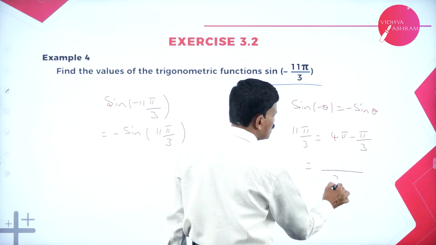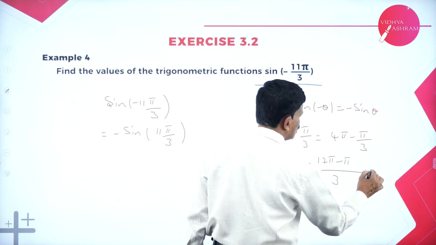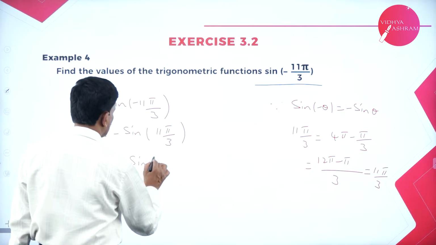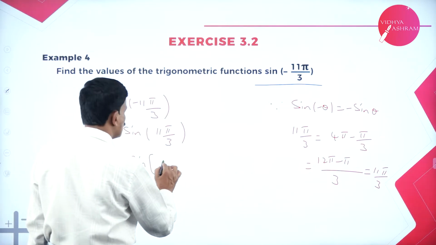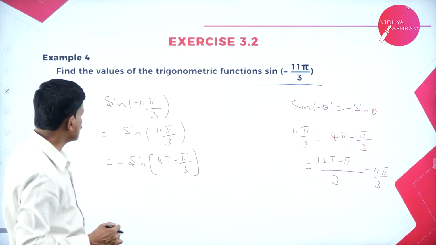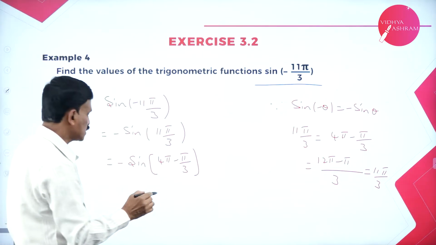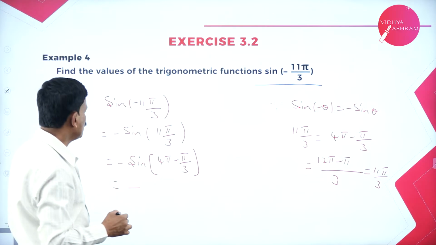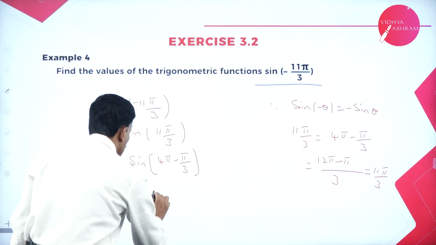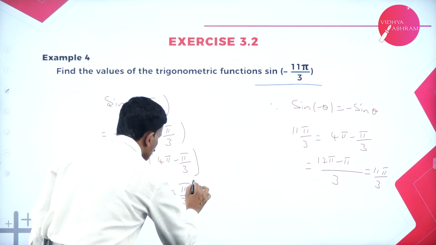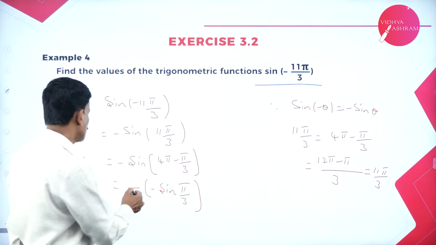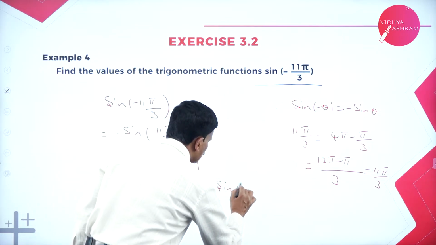See here, what is the LCM? 3 is the LCM, 4 3s are 12 pi minus pi. This is equal to 11 pi by 3. So, minus of sine 11 pi by 3 can be written as 4 pi minus pi by 3. Now, keeping the negative sign as it is, sine of 4 pi minus pi by 3 is equal to minus sine pi by 3. This minus and minus is equal to plus sine pi by 3.